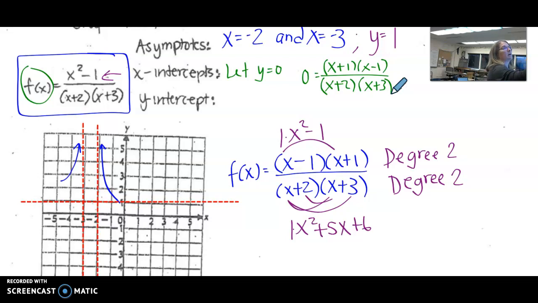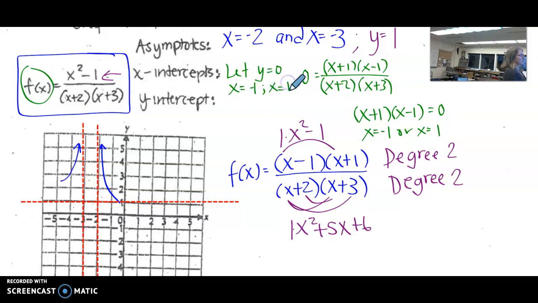So we want to figure out when x plus 1 times x minus 1, this is my numerator, what values of x would make the numerator equal 0? And it would be x equals -1 or x equals +1. So these are my x-intercepts. When x is -1, y is 0. And when x is +1, y is 0.